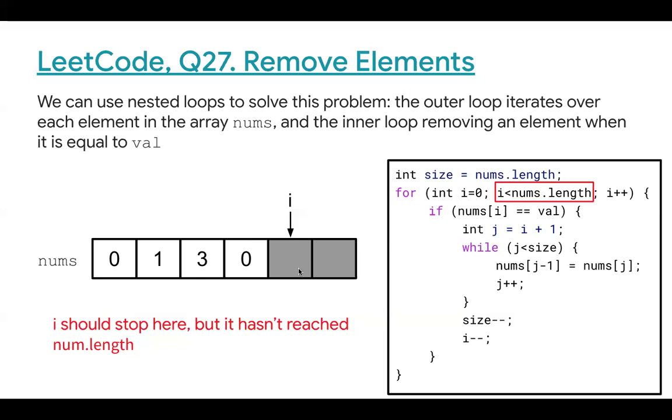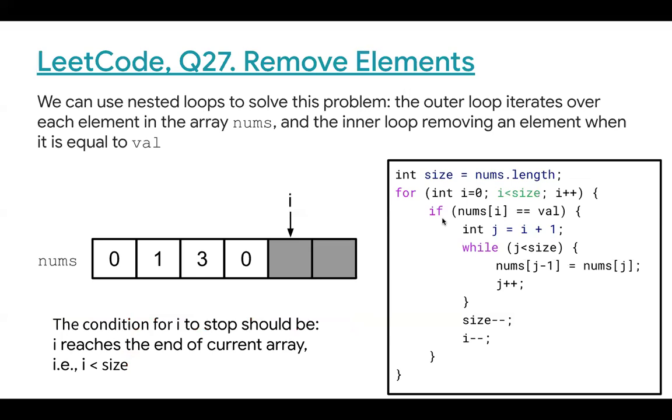We are done. The last two slots don't matter. They are empty. So i should stop here, but it hasn't reached nums' length. So if the condition for this for loop is i smaller than nums' length, we will continue running the code inside this for loop, and this may give us the wrong output.